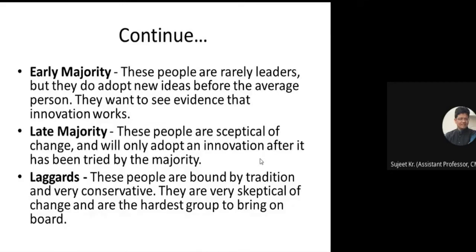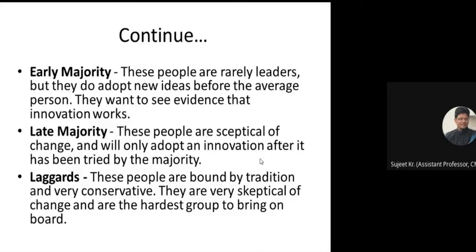And late majority: these people are skeptical of change and will only adopt an innovation after it has been tried by the majority. As I told you, if it is rampant, if everybody has accepted it, then these 30%, 34% of people will adopt it. And even after that, 15, 16% of people remain at this level. Those are laggards. These people are bound by tradition and very conservative. They are very skeptical of change and are the hardest group to bring on board.